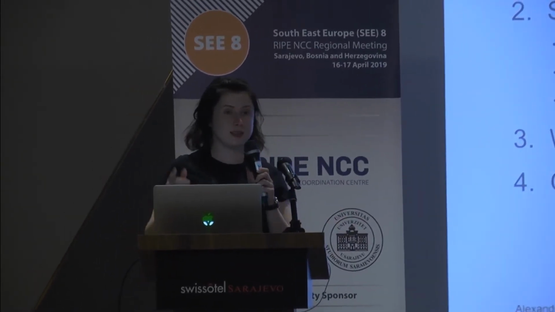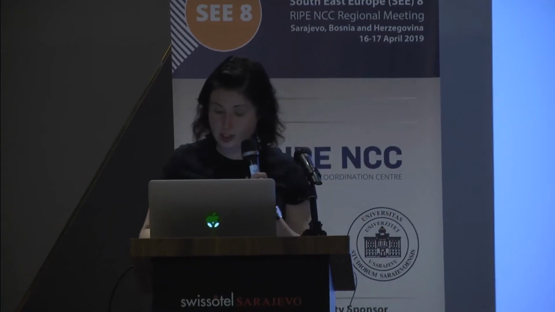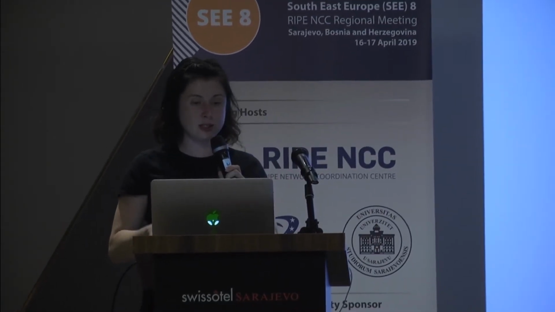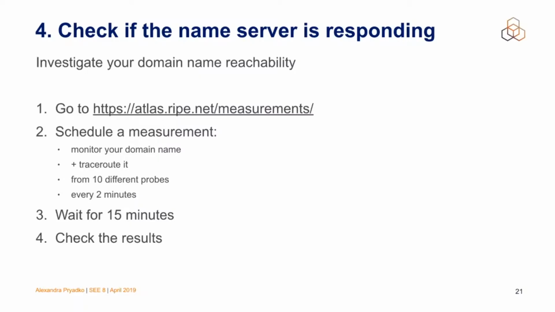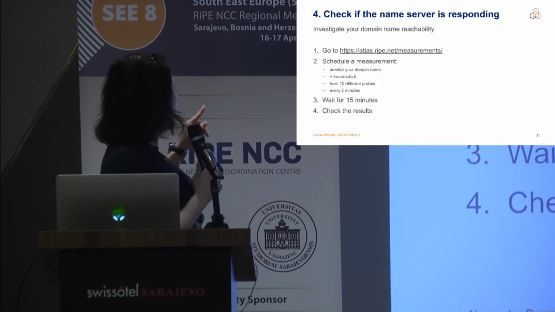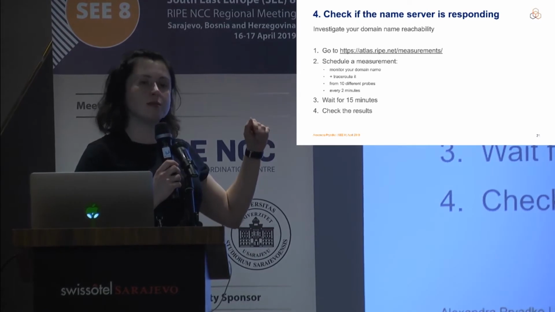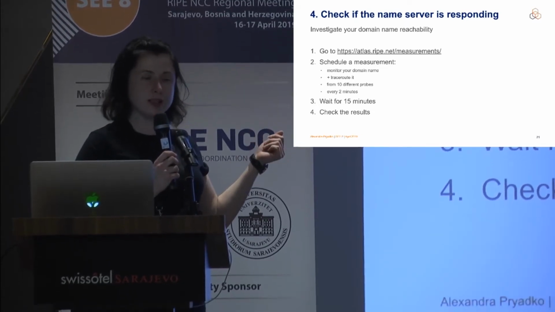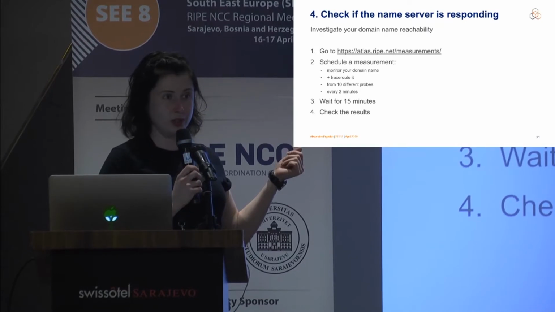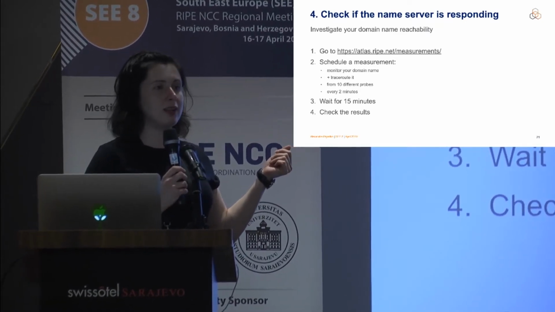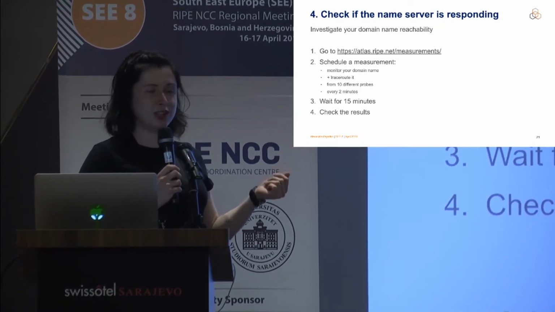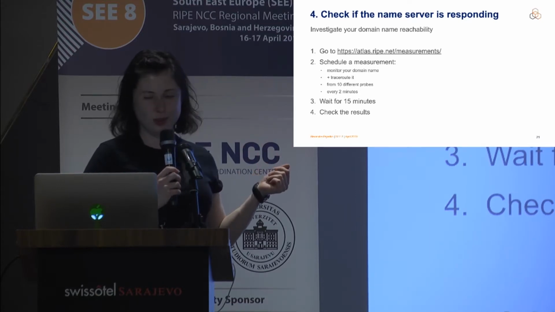So guys, I see that everybody doing this workshop already created two measurements. Let's create the last one: check if the name server is responding. Investigate your domain name reachability. You need to schedule a measurement to monitor your domain name and traceroute. Because you are requesting so many things, it's going to be the most expensive measurement for today. So don't keep it running. After you finish, just stop it to save some credits for the future.